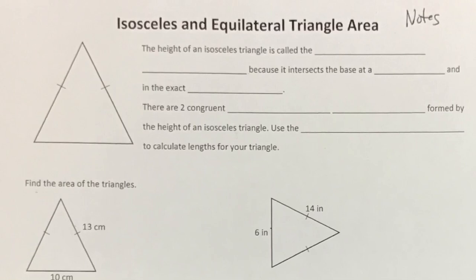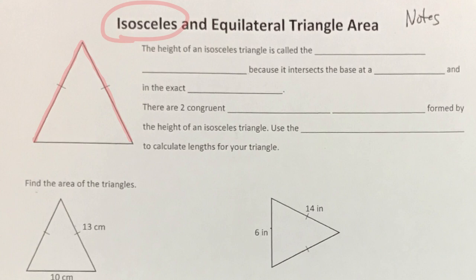Okay, this is what we're going to do today. We're going to talk about isosceles and equilateral triangles. So let's see. What do we have? This must be what kind of a triangle here? It has two congruent sides, so this must be an isosceles triangle. Okay, isosceles triangles have, of course, two congruent sides.